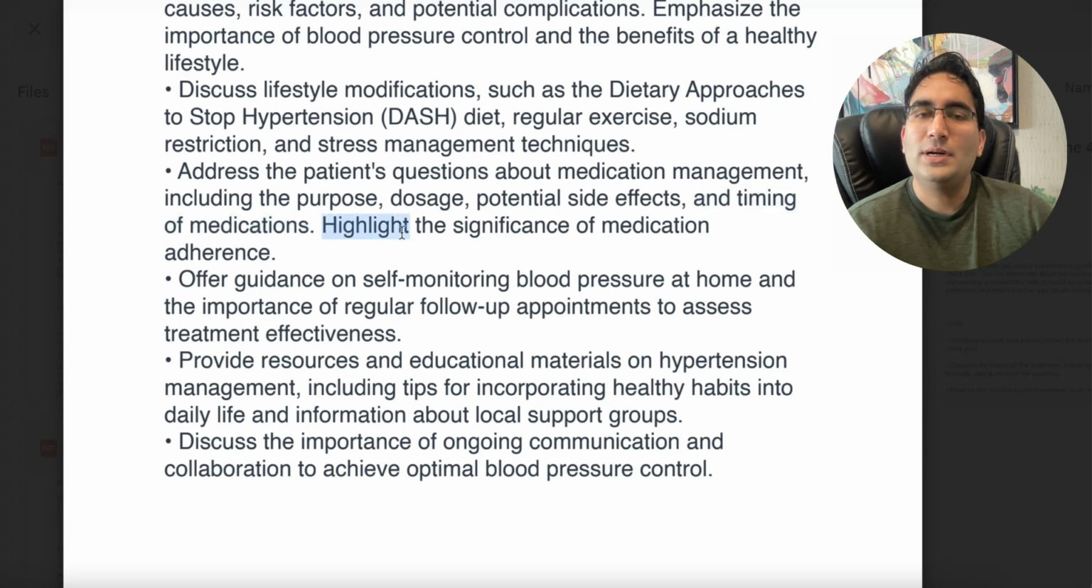And then words like highlight the significance of medication adherence. It talks about highlighting it. Doesn't mean you have to emphasize it. Highlight simply means mention it. So here you don't have to do anything fancy. You just have to make sure you include this. However, when it's talking about the significance of something, you have to exaggerate that. So you have to go high volume when you talk about how important this is.